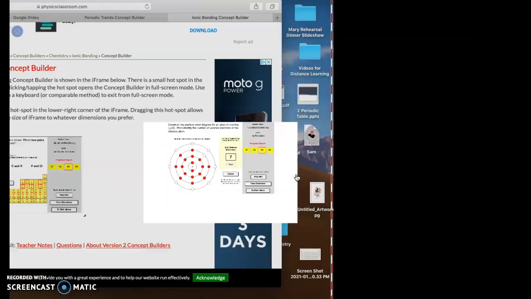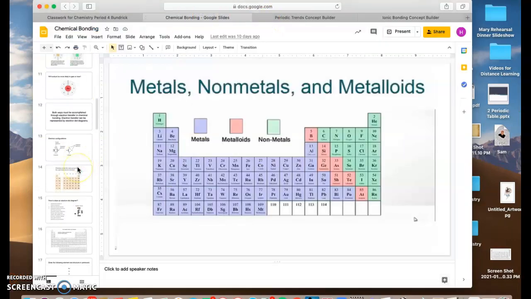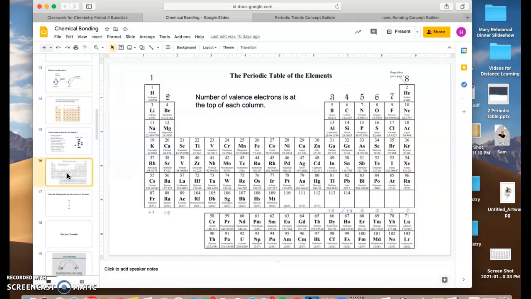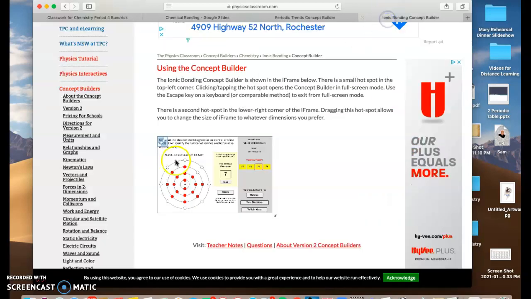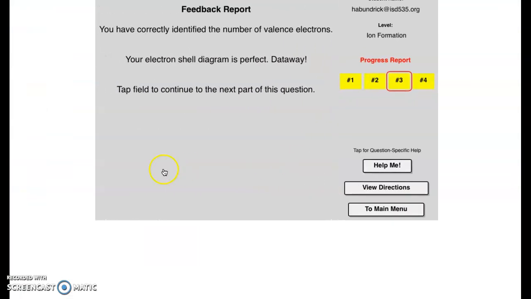But you can also double check the number of valence electrons by looking at slide 16 on chemical bonding notes. If I look at chlorine, it's right here. At the very top of that column, it says 7. So that's how I can kind of confirm. Okay.